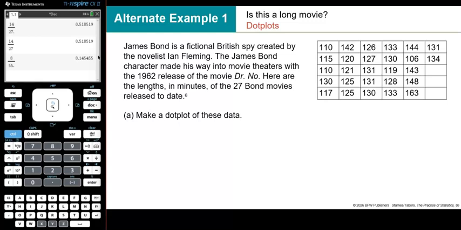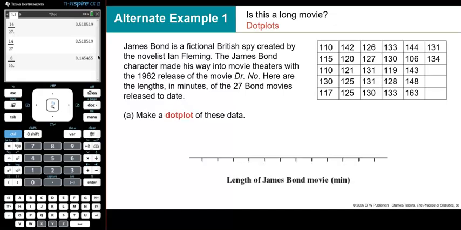So you want to start with the bottom. There's just one axis for a dot plot. There's no side axis really. I guess you would label it the length of James Bond movies, right? So you'll have to scale it out first. You have to decide: the lowest number I see written there is a little over 100. So I might go from 100 to, I don't know, 170. I see 163 there.